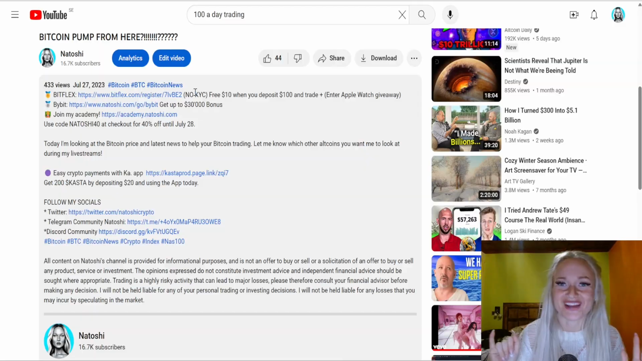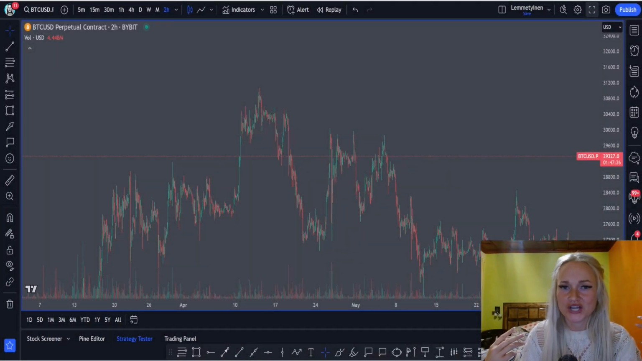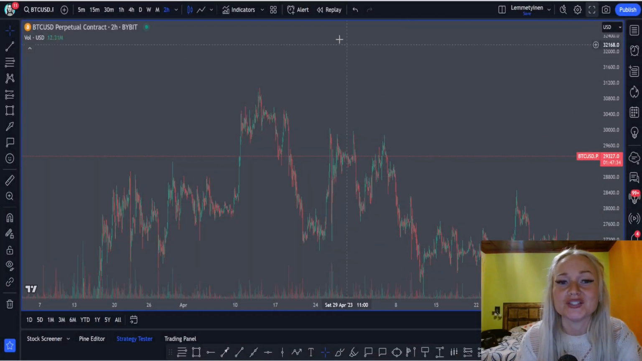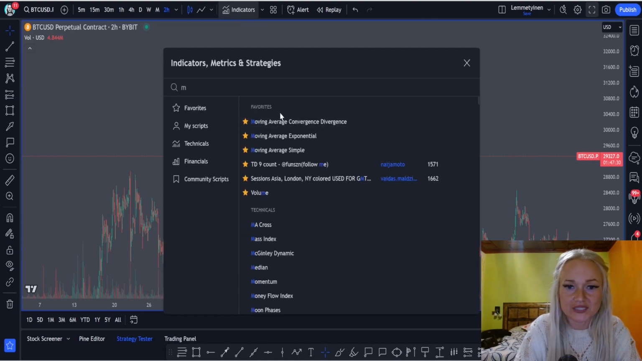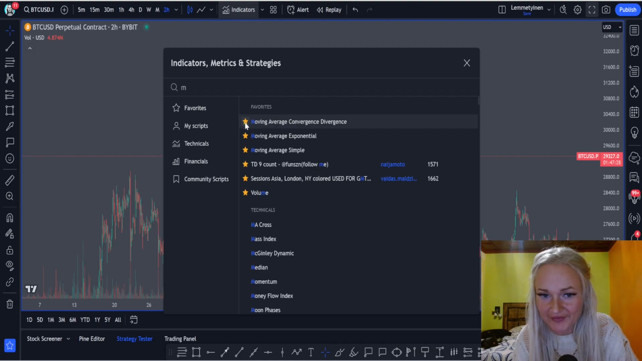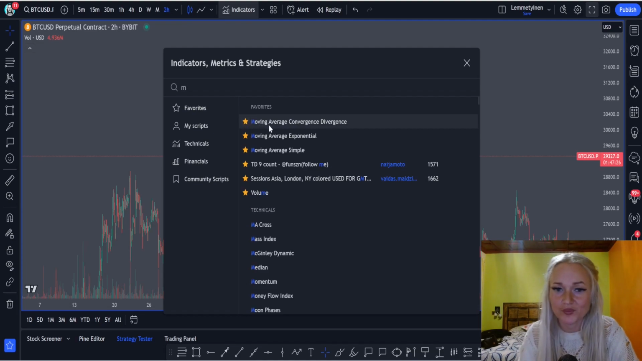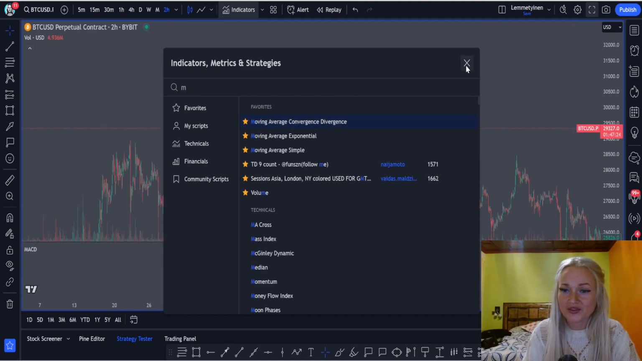Now let's get into the strategy. The most fun part starts now. So the first thing that you need to do is that you go into indicators and you type in moving average. You see this one right here. I have it as a favorite, but you just type it in as you see, and you put it on the charts.